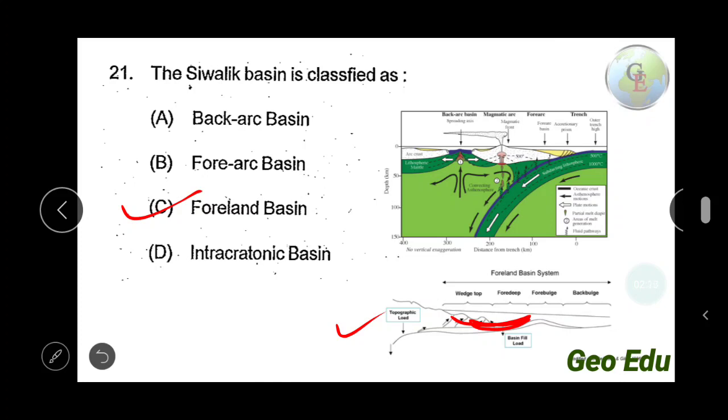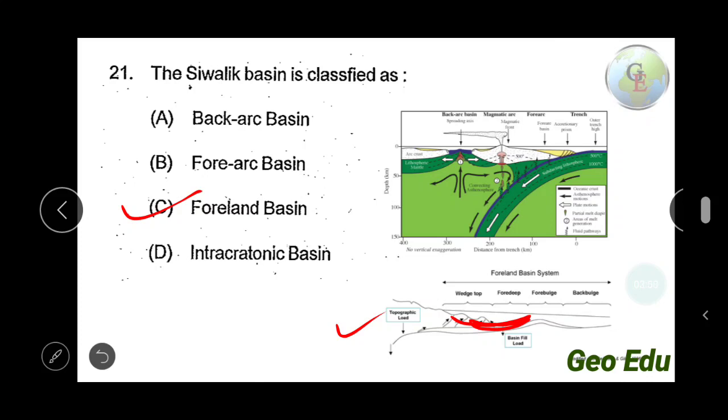And another term is Back Basin. A Back Basin is nothing but an extensional basin. There will be an island arc where one plate subducts below another plate. Where the subduction occurs, a range will form on the frontal side, and on the other side, where the continental crust is, one basin will form. That is the Back Basin.